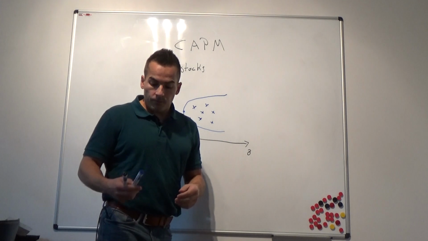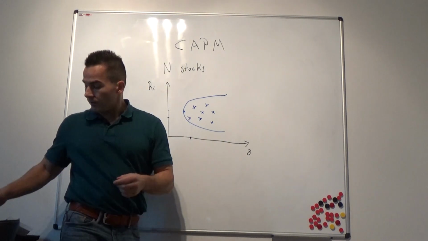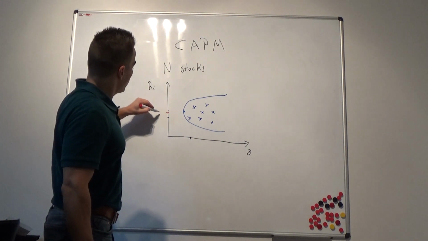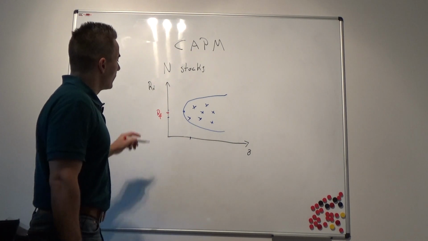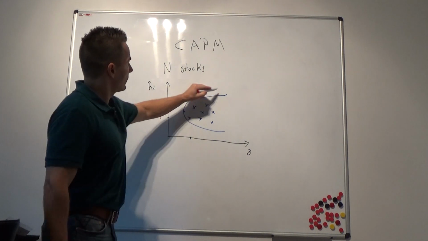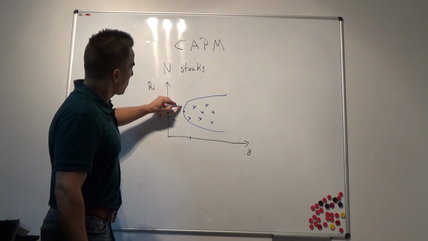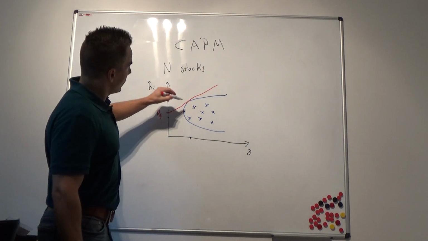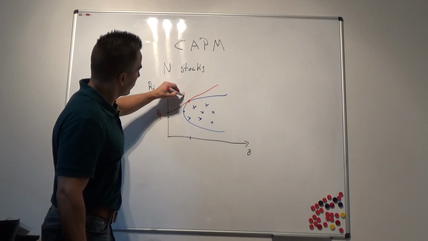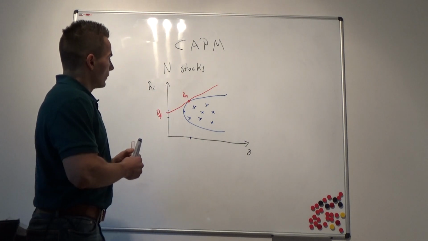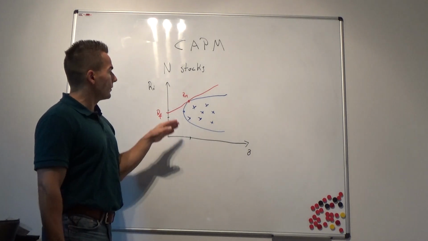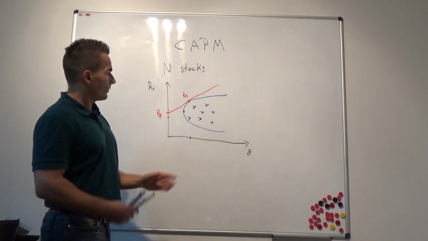What we also know is that once we introduce a risk-free rate, let's say the risk-free rate is here, here's R_F, our risk-free rate, the tangency line that touches the efficient frontier here is our market portfolio, our optimal portfolio, R_M, the market portfolio. Here we have the maximum Sharpe ratio of our assets. So the optimal risk-return trade-off we have here.